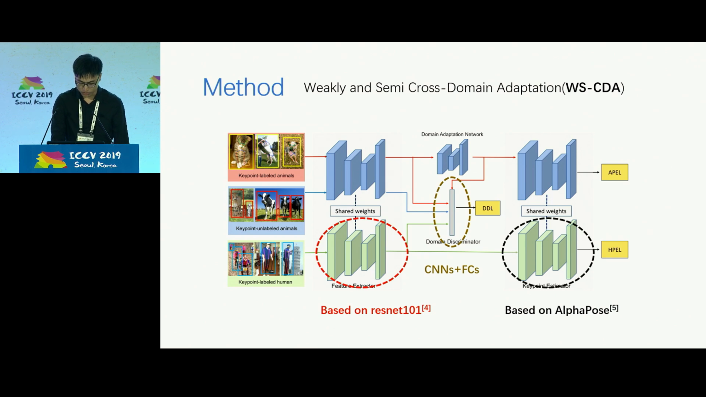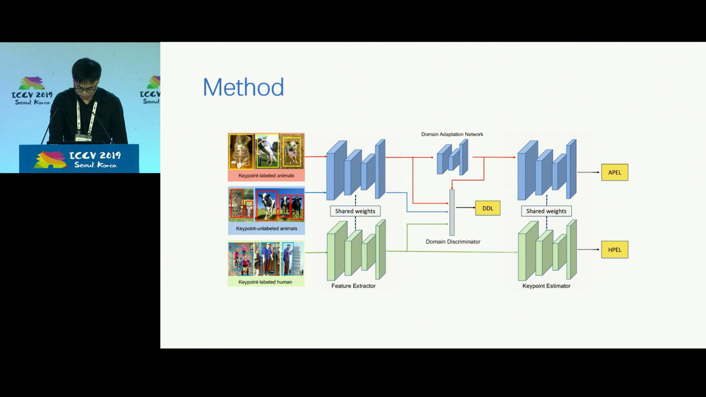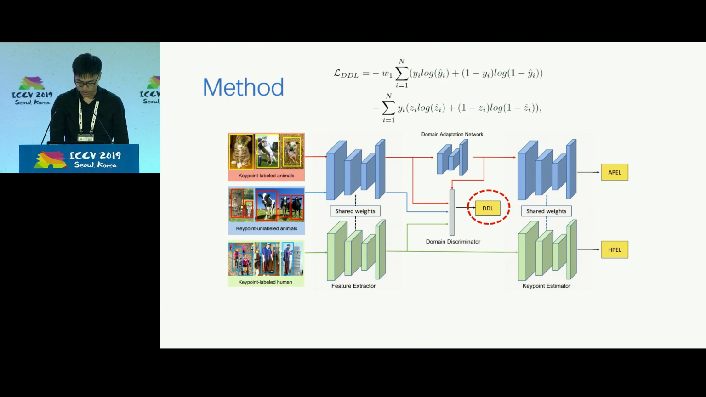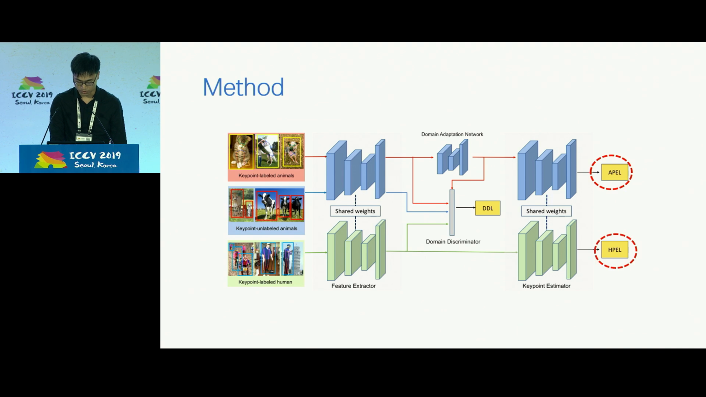And the pose-labeled animal and human samples can boost the key point estimator together under the supervision. So the pose loss is defined as this. Finally, the overall loss of WSCDA is the weighted sum of DDL and pose loss. We set alpha times beta smaller than 0, so the domain discriminator and key point estimator are optimized adversarially. The model will learn the cross-domain shared features.